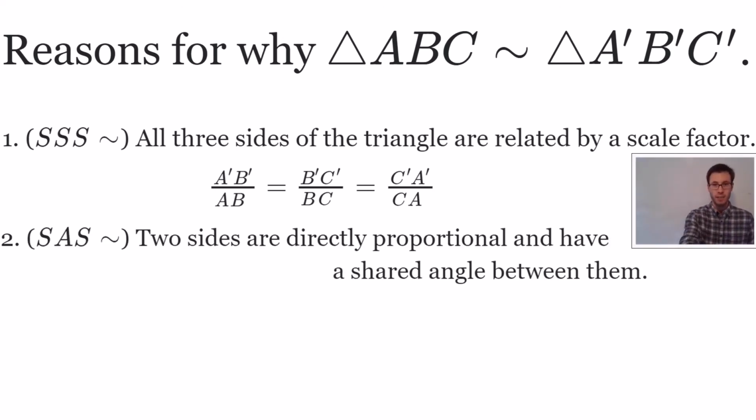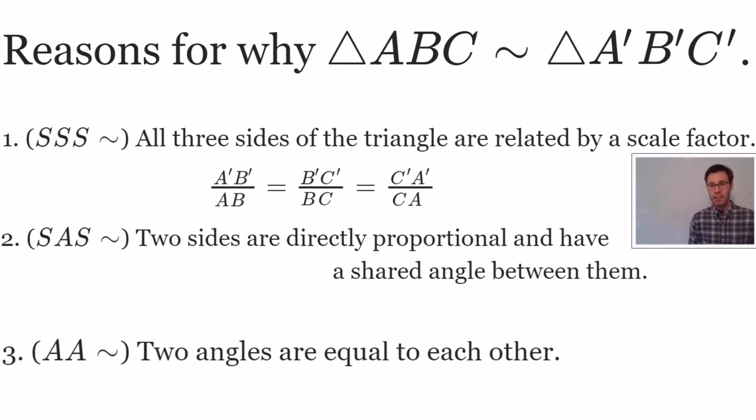So SSS similarity. SAS similarity would be where two sides are directly proportional to each other, and you have a shared angle between them. The angle that is shared between them has the same measure. We'll get into these examples in a little bit. And last but not least, the last reason for why two triangles would be similar is angle-angle similarity. The A's stand for angles, and the S's stand for sides, so side, angle, side.